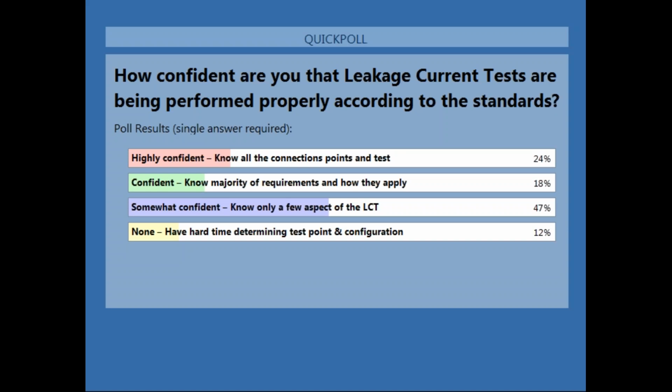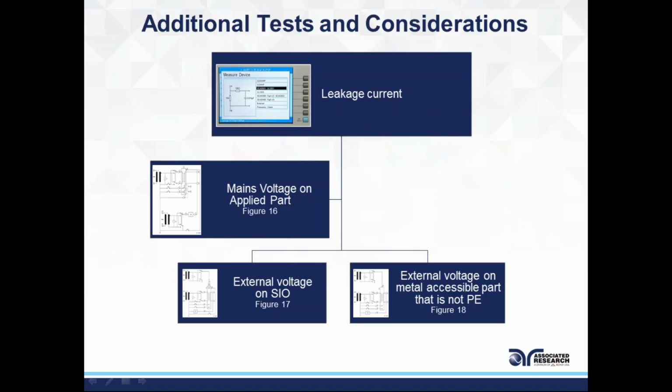And if you guys have any questions, again, there are additional tests that may be required, like patient leakage current testing. We talked about mains and applied part testing, but there are other tests like external voltage on SIP/SOP. Again, what happens if somehow an external signal input port comes in connection with a line voltage? Also, external voltages on a metal accessible part which is not protectively earthed. There are additional switches, a lot of switches, a lot of complicated setups that you may have.